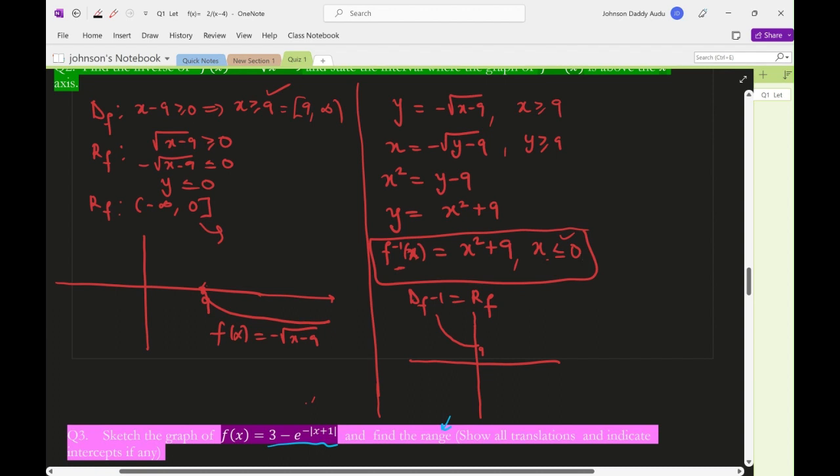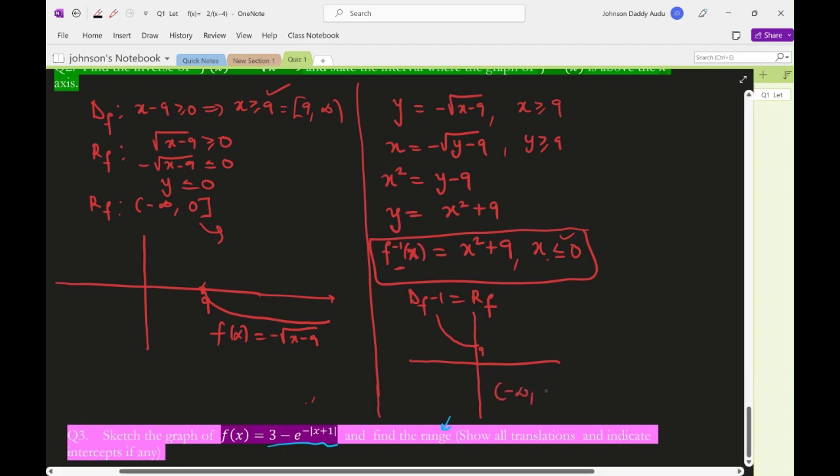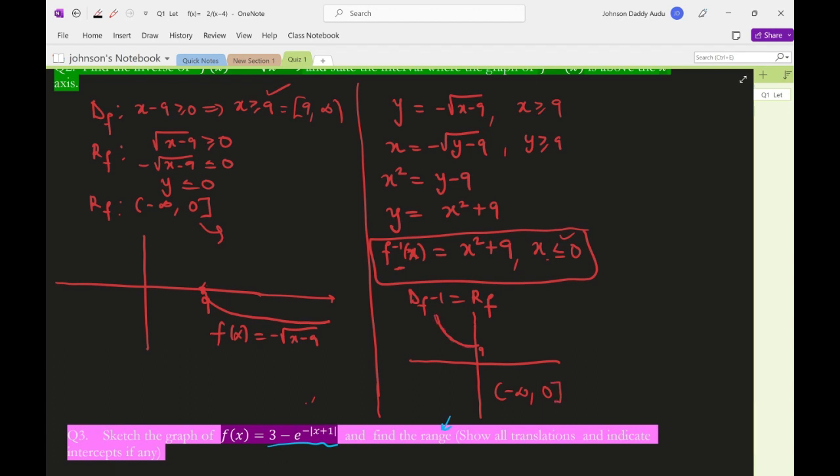And if you look at this graph, you will see that it is above the x-axis from where? From minus infinity, almost everywhere. So it's going to be just from minus infinity to 0 closed. So this is where it is above the x-axis. Let's write it clearly: above the x-axis is just from minus infinity to 0 closed.